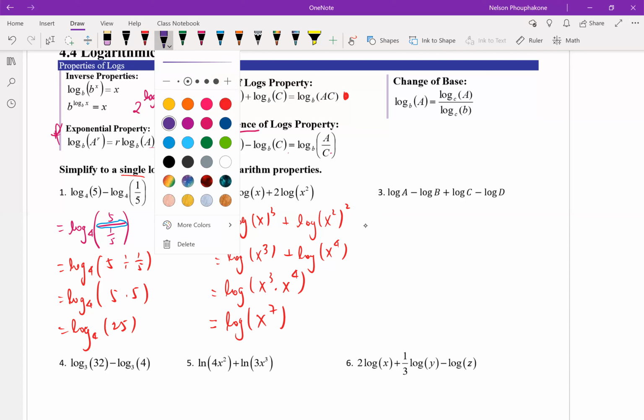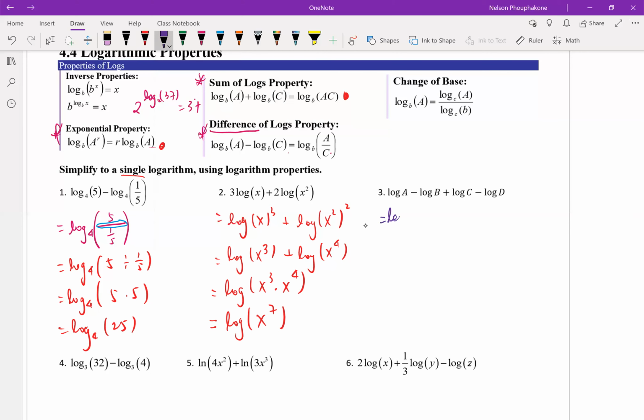Okay, so to number 3, let me rewrite this a little bit so you could actually see what is going on. If we have a negative right here, some of you actually try to use a different property, but I would like to show you this way. I could rewrite this into plus common log of b to the negative 1 power, plus log c, plus log of d to the negative 1 power. So I change everything to plus.